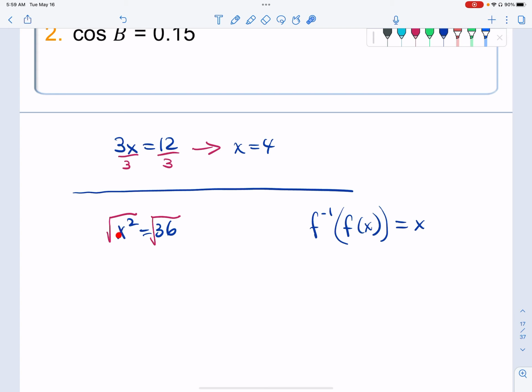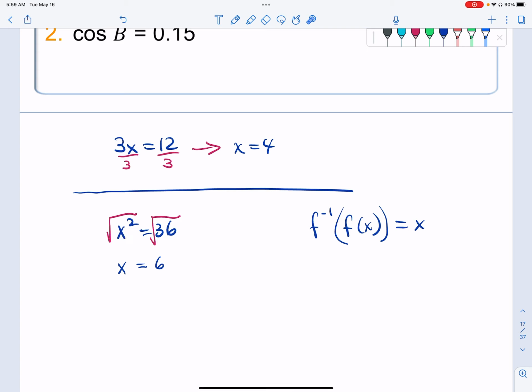So what happens over here, of course, is that on the left-hand side, the square root and the square will cancel, giving me just x is equal to, and then the square root of 36 is 6. It's actually a little bit more complicated than that, because the square root, as we saw, is not the true inverse of x squared. It's only part of it. The other part we just delete out.